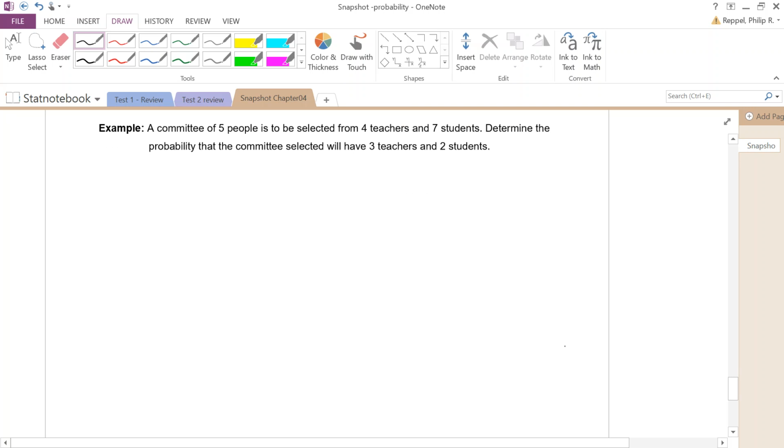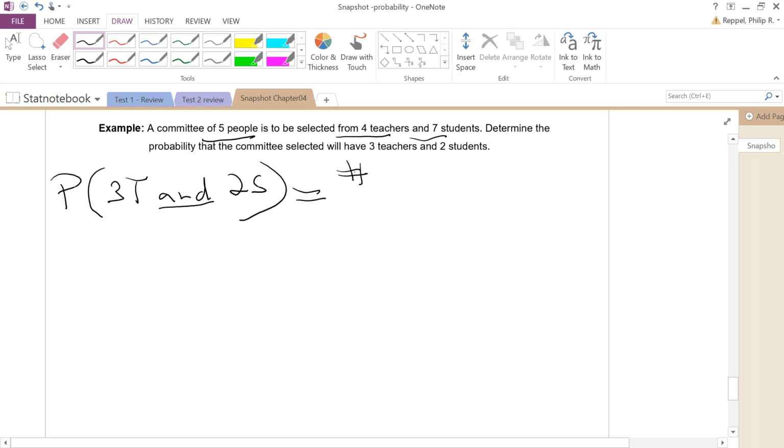I worked one in class. We have a committee. We want to form it from 5. We want 5 people to be on the committee. We're going to choose from 4 teachers and 7 students, and we want the probability that we get 3 teachers and 2 students on our committee. That's what we want. We have a formula for and, but again, if you can count your way through a problem, count your way through the problem.